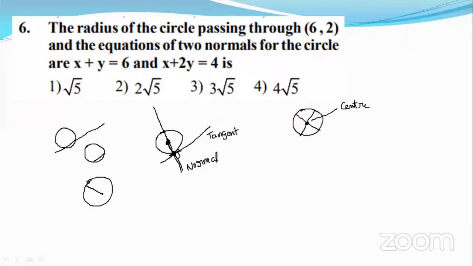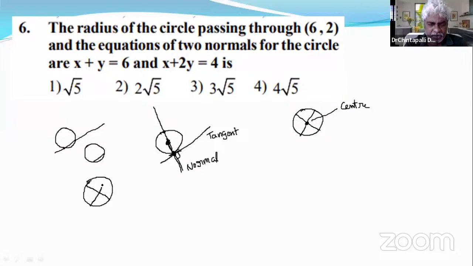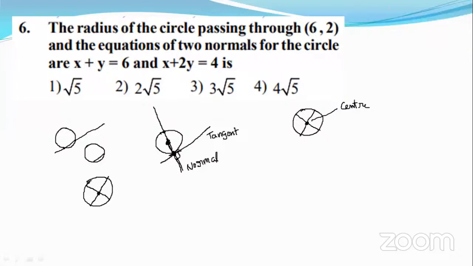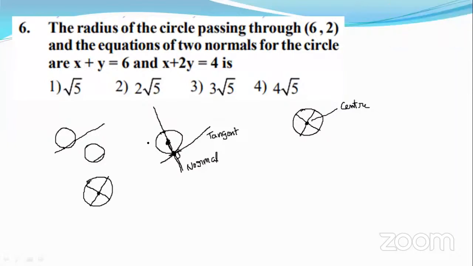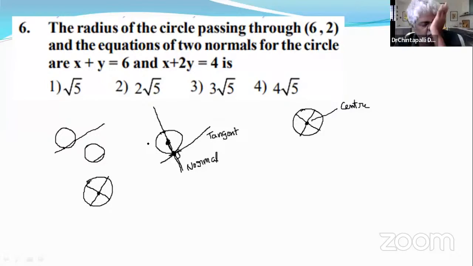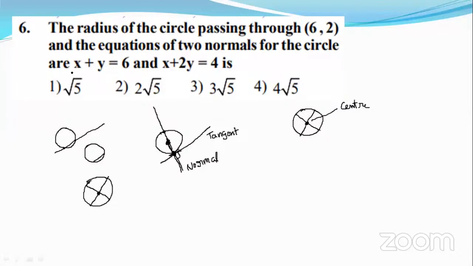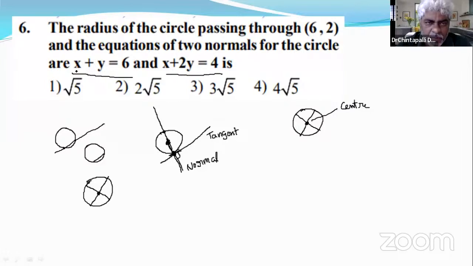So this is one normal, this is another normal. These 2 normals meet at the center only, like diameters meet at the center. Normal and diameter differ only in length, right? These are 2 normals. By solving these 2 equations, we can find the center of the required circle.